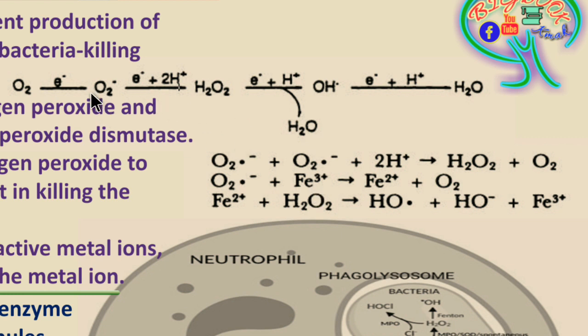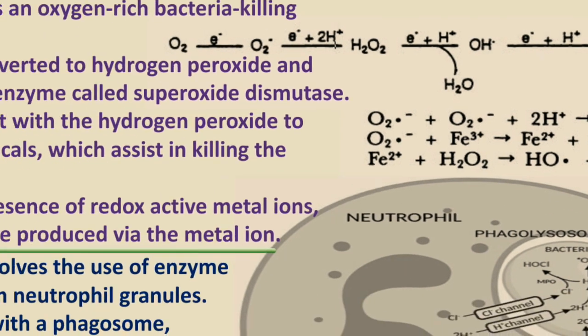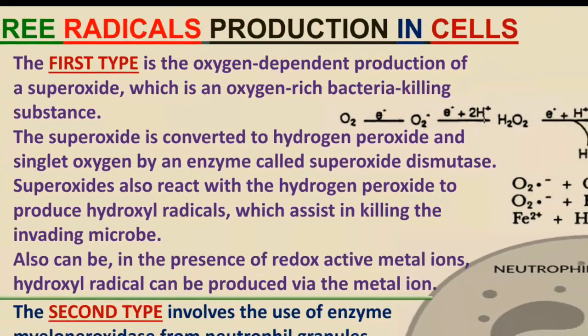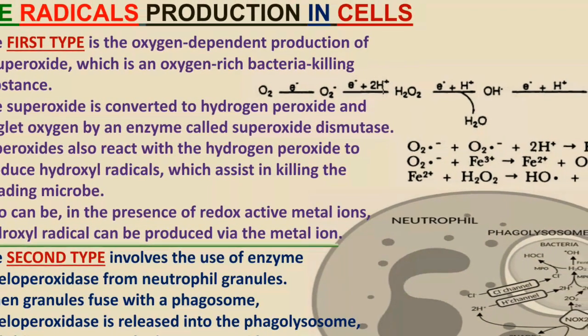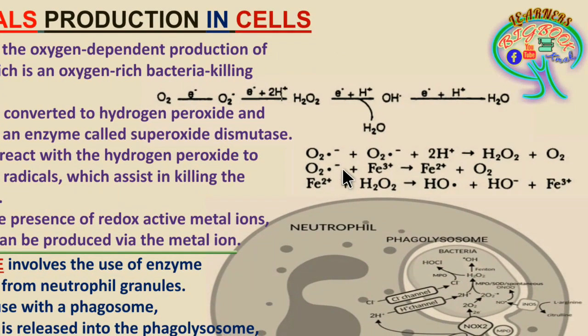So when you consider the superoxide, it gets converted in the presence of the superoxide dismutase to the hydrogen peroxide and the singlet oxygen. Here also you can see that the superoxide is going to give rise to the H2O2 plus singlet oxygen. Now, the superoxide also reacts with the hydrogen peroxide to produce hydroxyl radicals, which assist in the killing of the invading microbe.